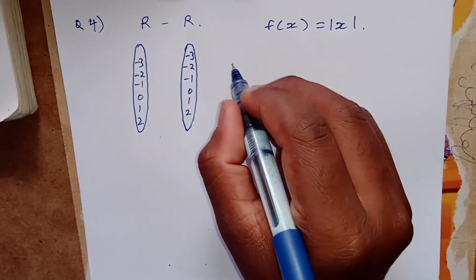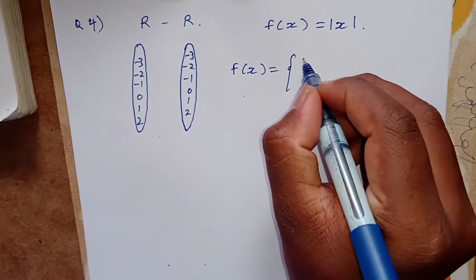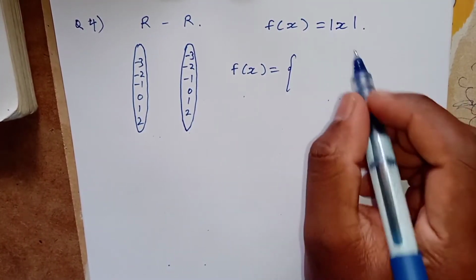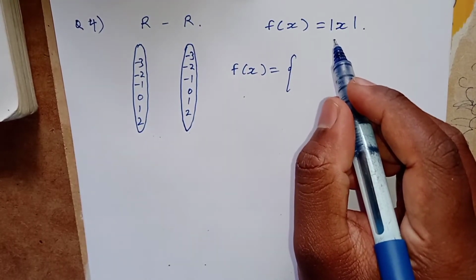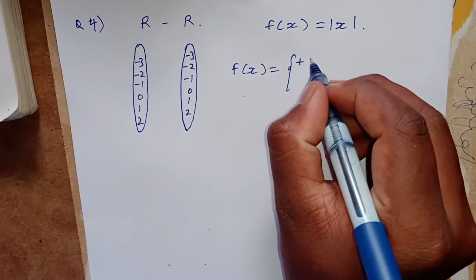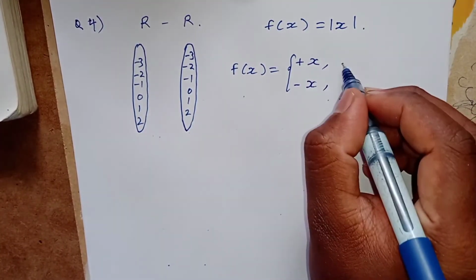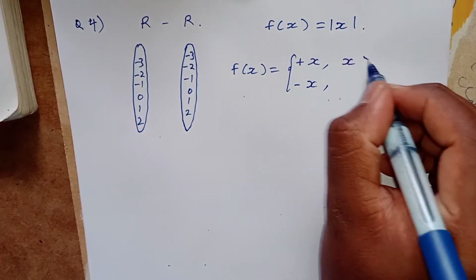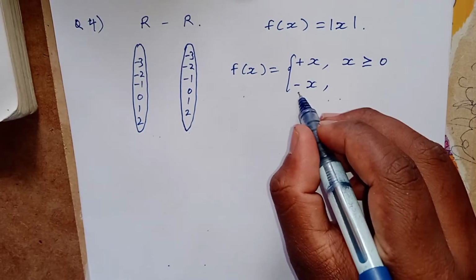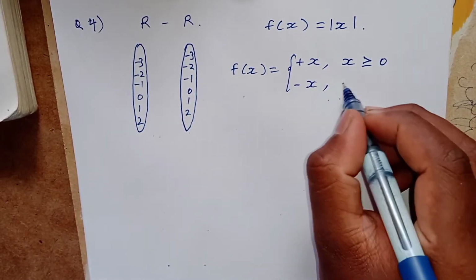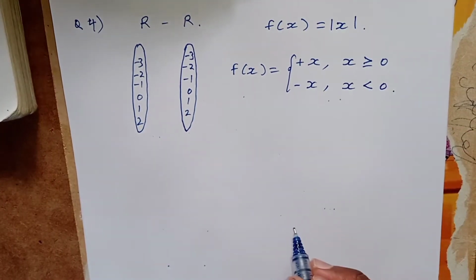Here modulus of x is equal to, modulus means here it has both values. Okay, first one positive x, next negative x. Positive x when x is greater than or equal to 0. Okay, minus x, negative x, when x is less than 0.